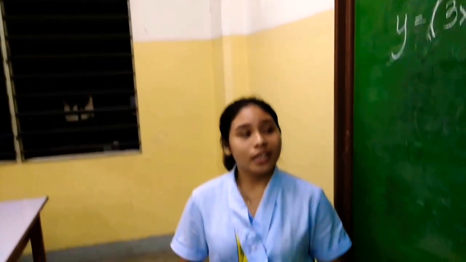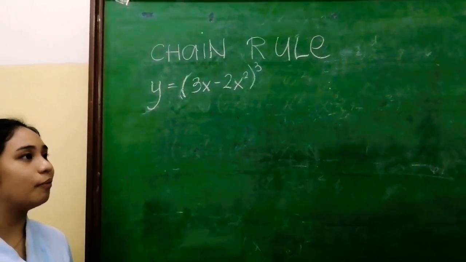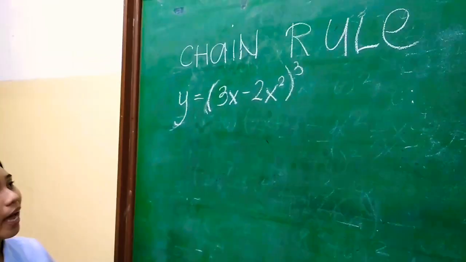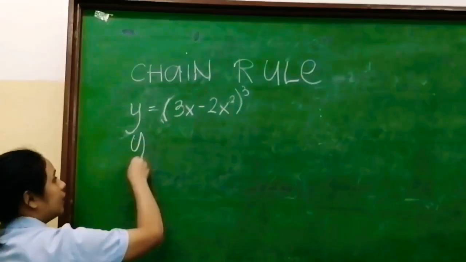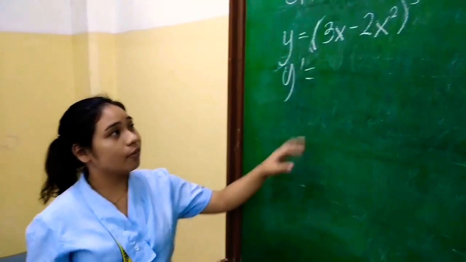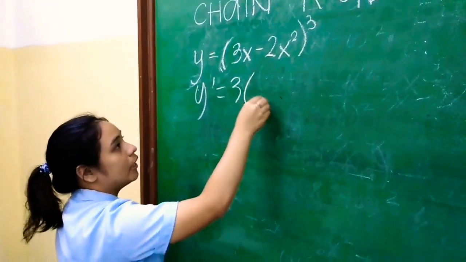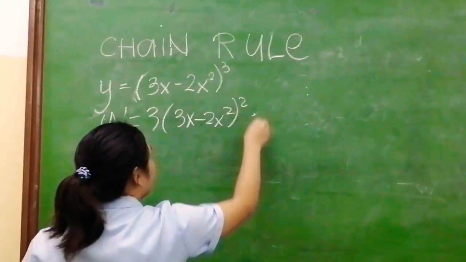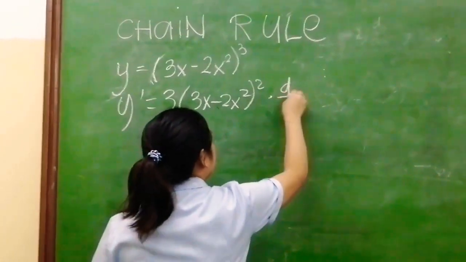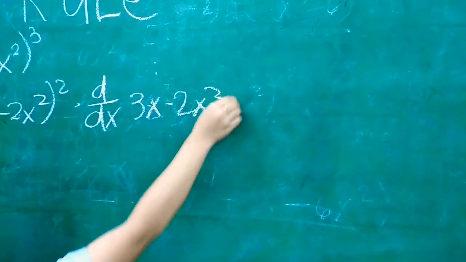Hi Ramon, there is another rule in differentiation and it is the chain rule, and I'm going to show you some functions that you will encounter in this problem. So y is equal to 3x minus 2x squared raised to the power of 3. So y prime is equal to the derivative of the outside function, which is the power 3. So 3, copy the inside, 3x minus 2x squared raised to the second power, multiplied by the derivative of the inside function 3x minus 2x squared.